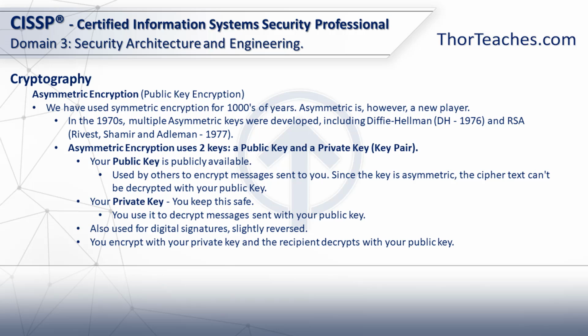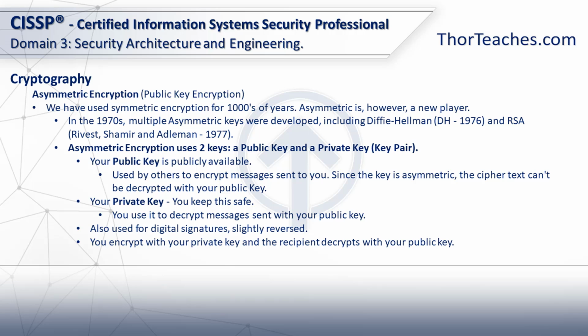You have a public key and a private key. That's a key pair. Your public key is, well, public. People can get a hold of it. People use that to encrypt messages they send to you. Since you use one key for encryption and a different key for decryption, if someone were to intercept the message sent to you, they can't decrypt it with your public key. Only your private key can decrypt it. And your private key, you keep that safe. And that's what you use to decrypt messages sent to you using your public key.